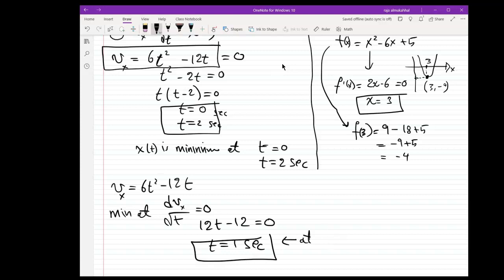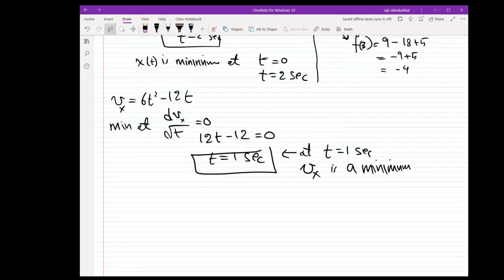Sorry, I'm running too fast. At t equals 1 second, v sub x is a minimum. That's the meaning of it. This is part A. Now he's asking, what is that minimum value? What is v min?